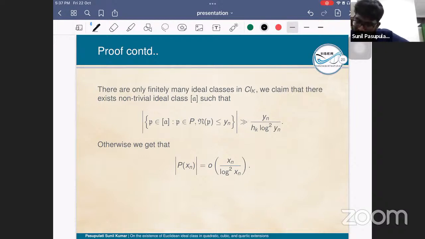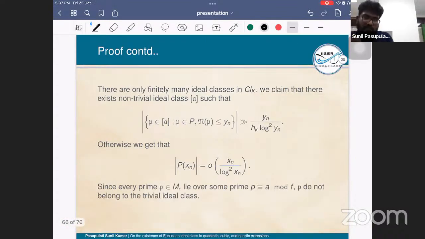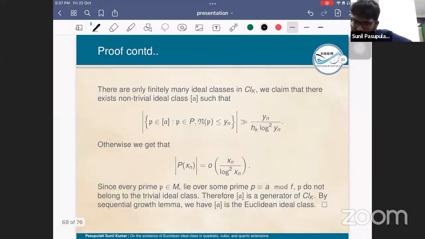But now the question is, if there is one class for which this happens, why does that class have to be a non-trivial ideal class? That follows from the sigma that I've chosen. Sigma was not in any of those Galois groups that I've chosen. That will make sure that the primes actually belong to a non-trivial ideal class. And since I've taken my class number to be prime, any non-trivial class should generate the class group.